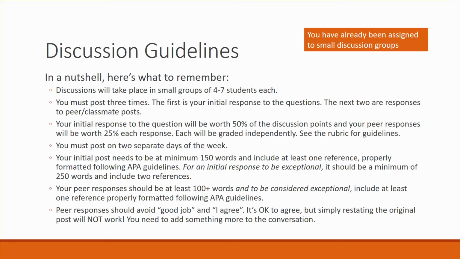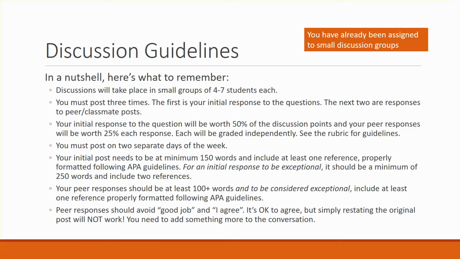Then you have 2 peer responses, which are worth 25% of the total points each, making up 50%. So you have 50%, 50%, and they are graded independently. There is a rubric accordingly. You need to post on 2 separate days.